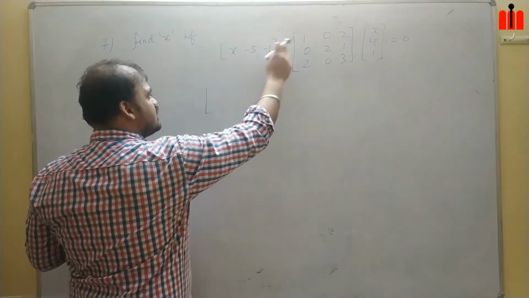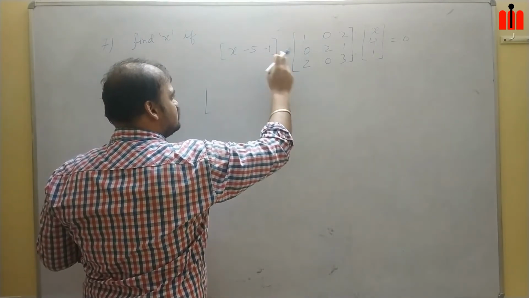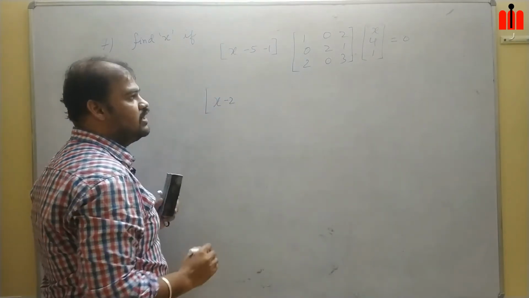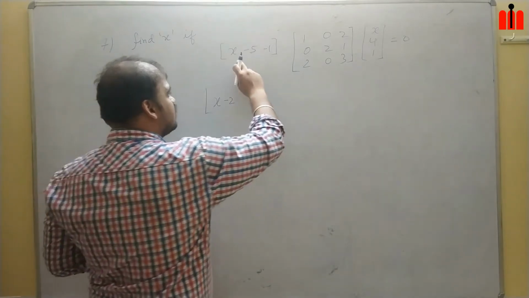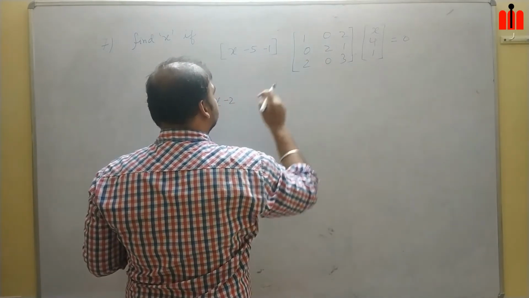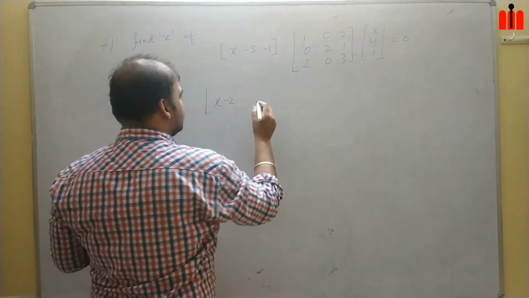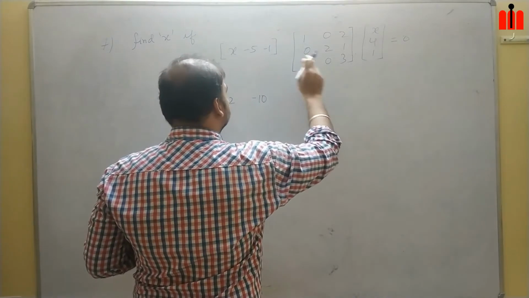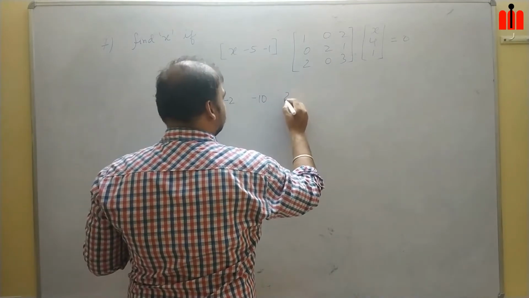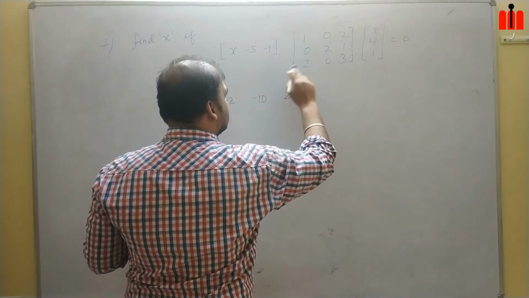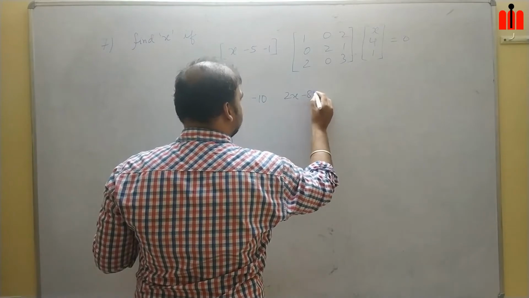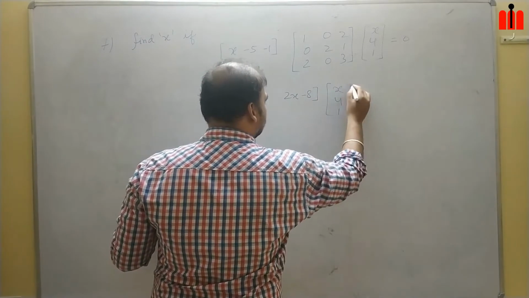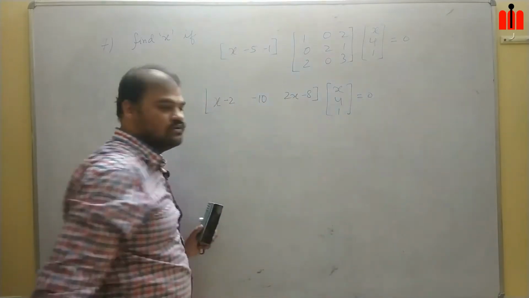So we will get x minus 5 0 0 minus 1 into 2 minus 2, so x minus 2 will be the first element. Now x 0 is 0, minus 5 into 2 will become minus 10. And minus 1 times 0 is 0, with x over there, so it will become 2x. Minus 5 minus 3 will become minus 8, and here it is x, 4, 1 equal to 0.